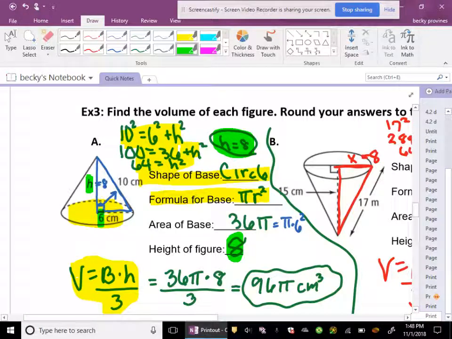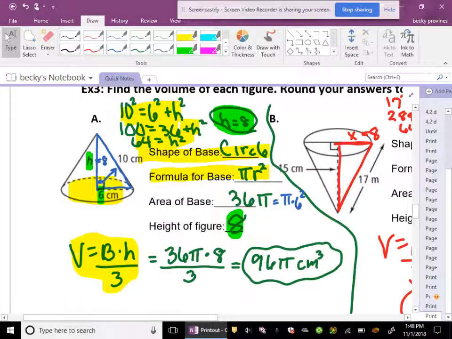Okay, so let's use our formula. Base times height over 3. My base is 36 pi. My height is 8, and it's over 3. So I get 96 pi centimeters cubed.